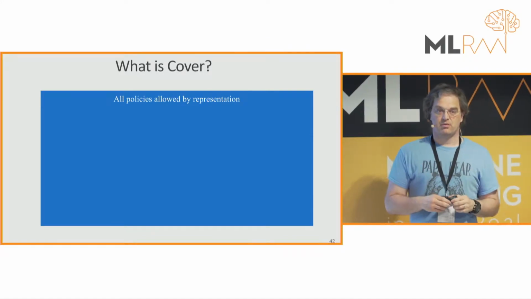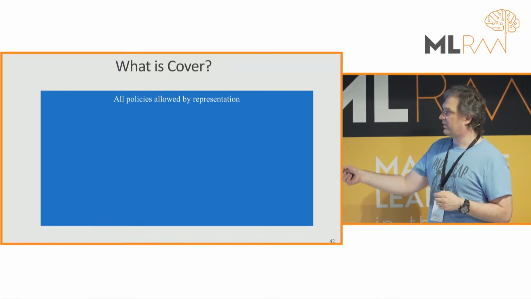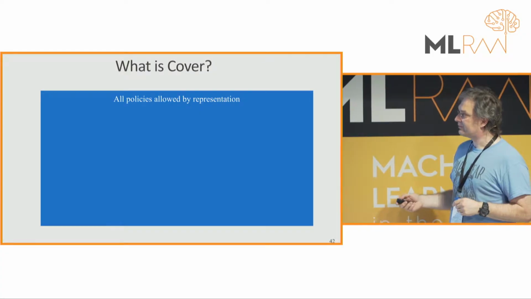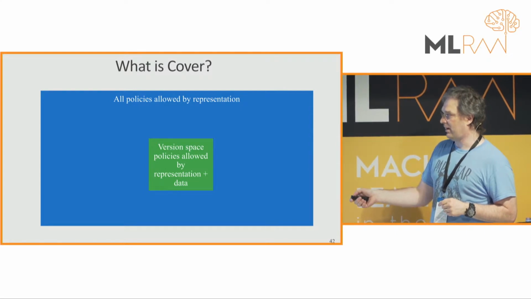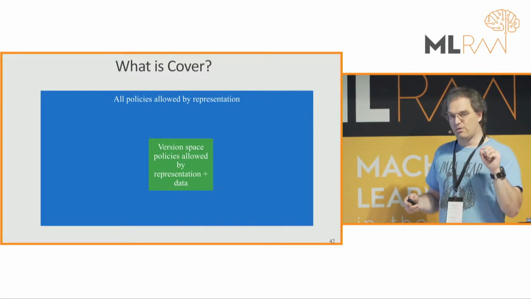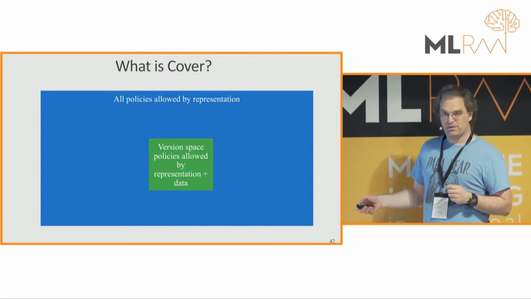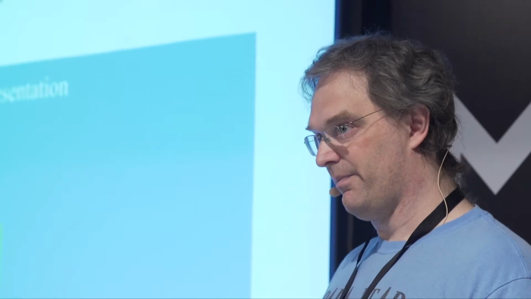All right, so then what is cover? Again, we're going to be thinking about version spaces. We start with all two-layer neural networks, or all policies in our set of policies, or all depth 5 decision trees. As we see more data, we have a version space, which is the set of policies which are allowed by the representation and the data that we've observed so far. And now, this still may be an extremely large number of policies. So you would like to be able to represent this much more succinctly.